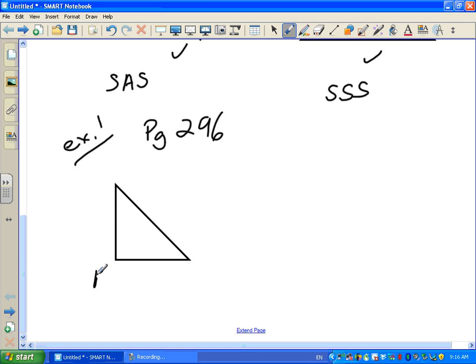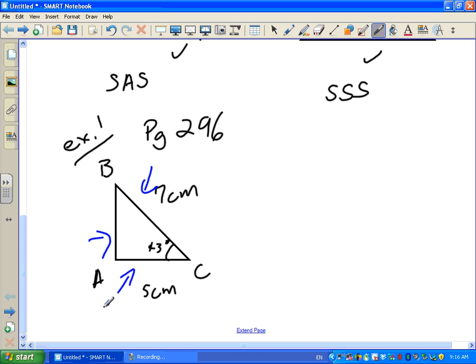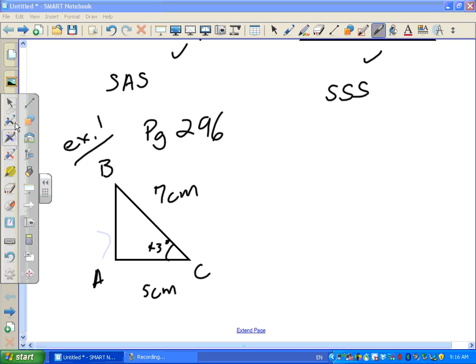We have triangle ABC, 7 centimeters, 43 degrees, and 5 centimeters. What are they asking us for? They want side C. So which is side C? This one, or this one? That one, between A and B. Very good. That is side C. The reason that is side C is because it is opposite of angle C.